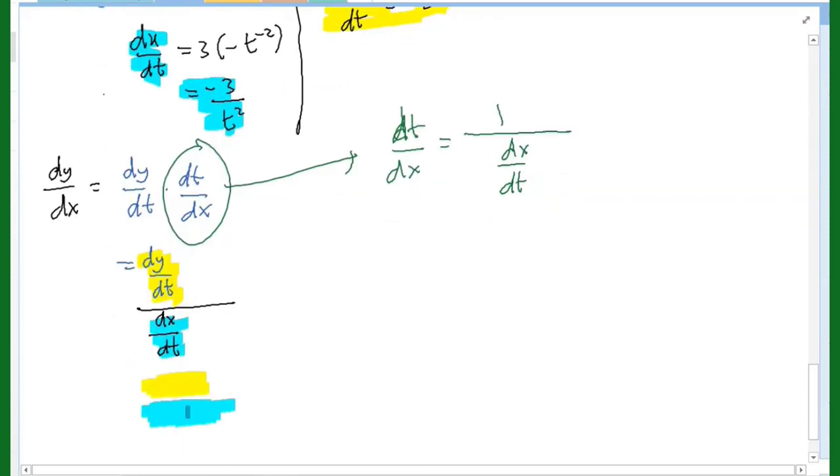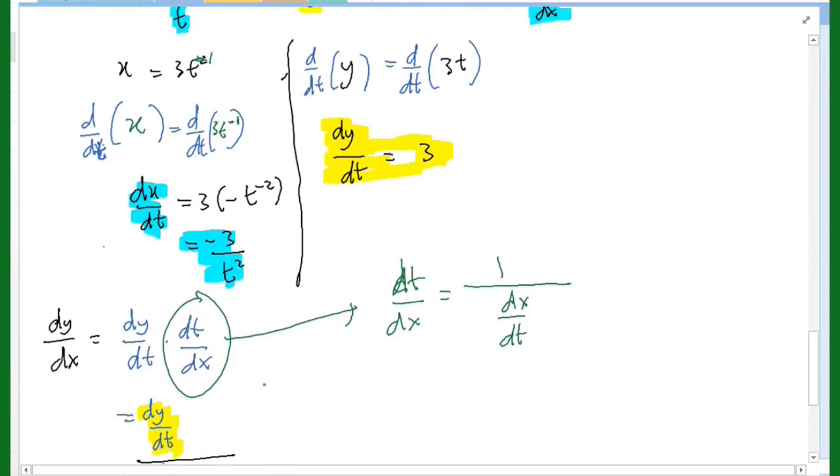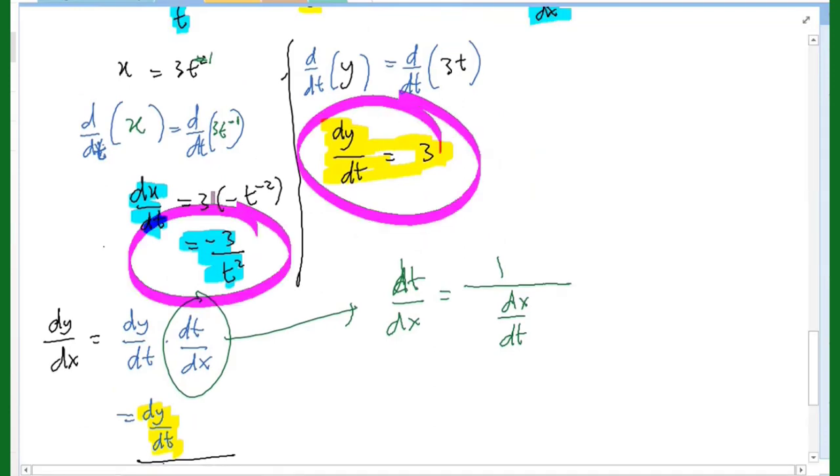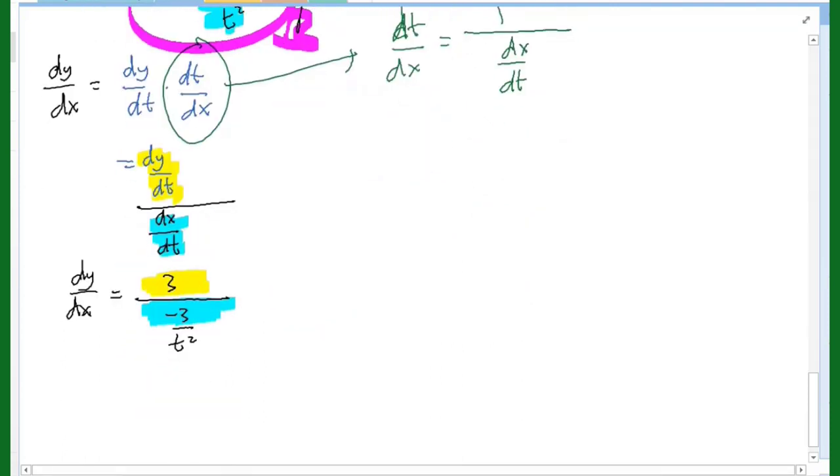dy/dx is equal to (dy/dt) over (dx/dt), which is 3 over negative 3 over t squared. Okay, easy. This one, dy/dt over dx/dt, this one over this, A over B. To find dy/dx, simplify, still not done.